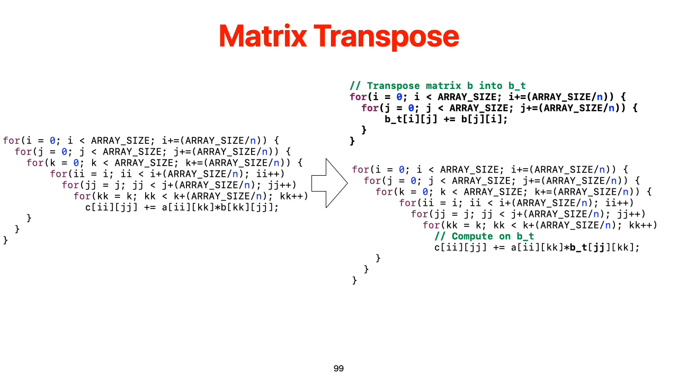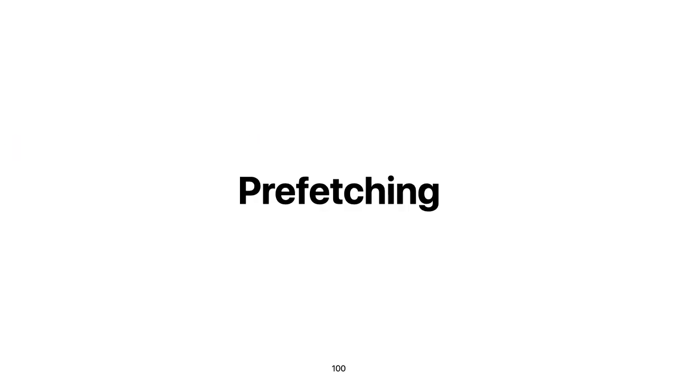And you can additionally apply matrix transpose to make sure that you can even exploit spatial locality when you perform the arithmetic computation. And that would actually help us to further remove the conflict misses.